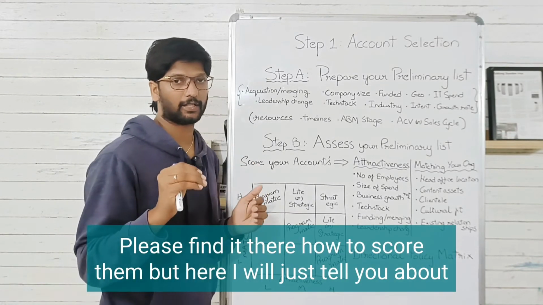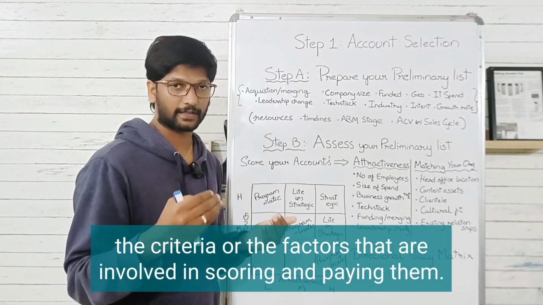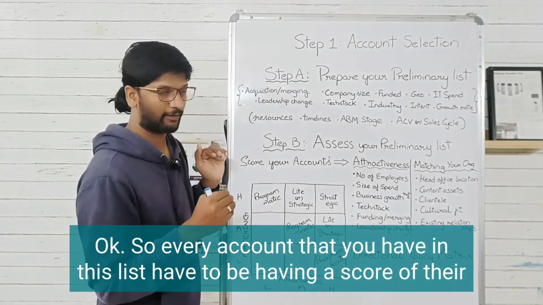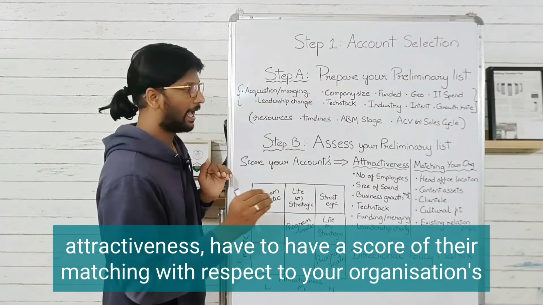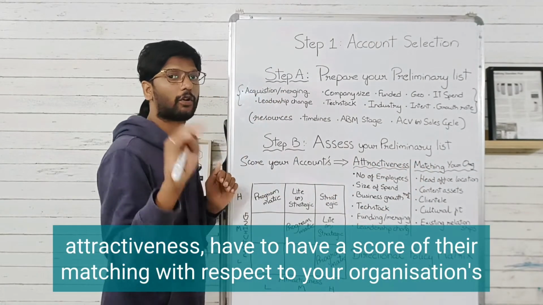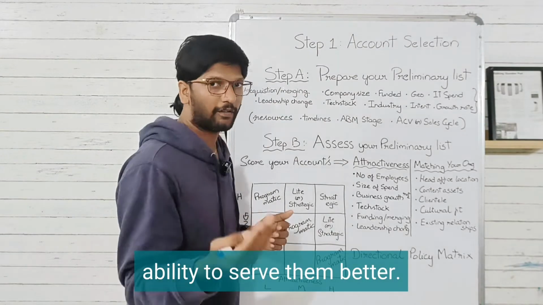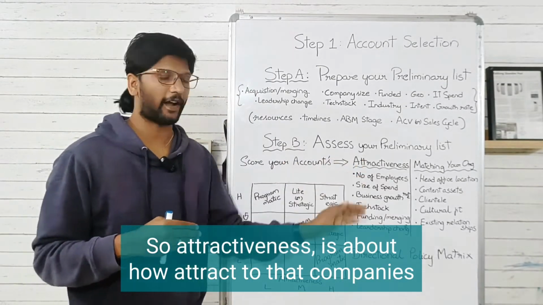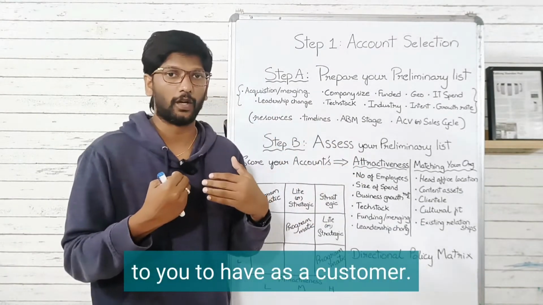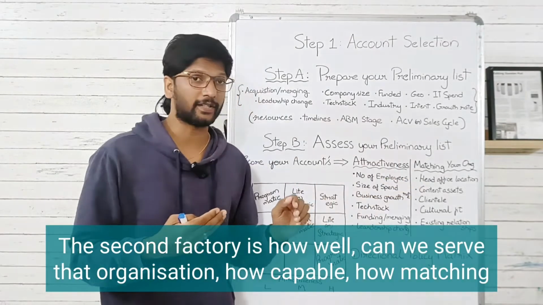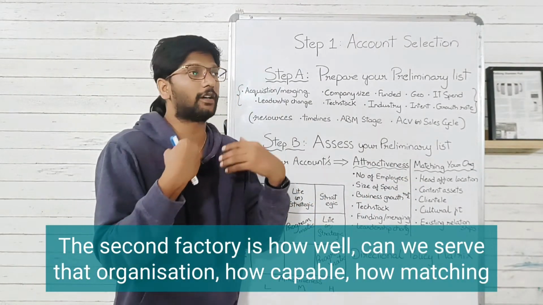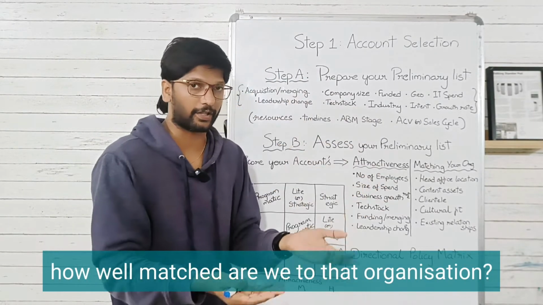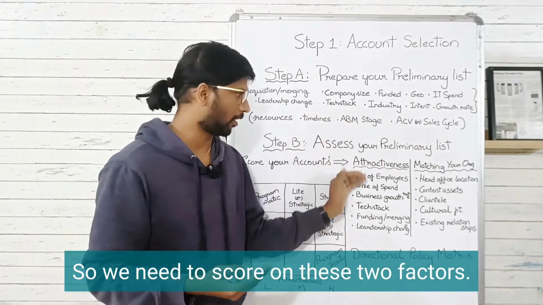But here I will just tell you about the criteria or the factors that are involved in scoring and weighing them. Every account in this list has to have a score of its attractiveness, and a score of its match with respect to your organization's ability to serve it better. The very first factor is how attractive that company is to you as a customer. The second factor is how well can we serve that organization, how capable and how well matched are we to that organization. So we need to score on these two factors.